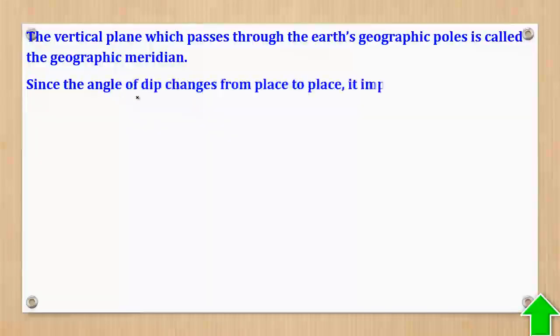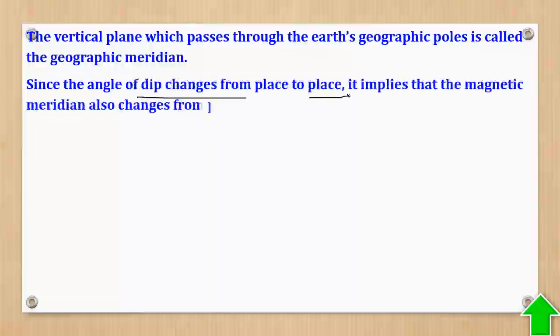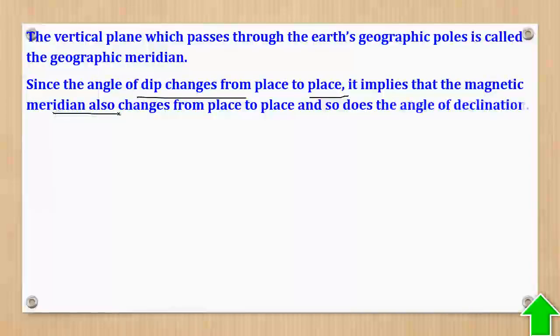Then since the angle of dip changes from place to place, it implies that the magnetic meridian also changes. Remember, the magnetic meridian is the vertical plane through the magnetic poles. So that means that even the angle of declination keeps on changing. So it is only the geographic meridian which is constant.